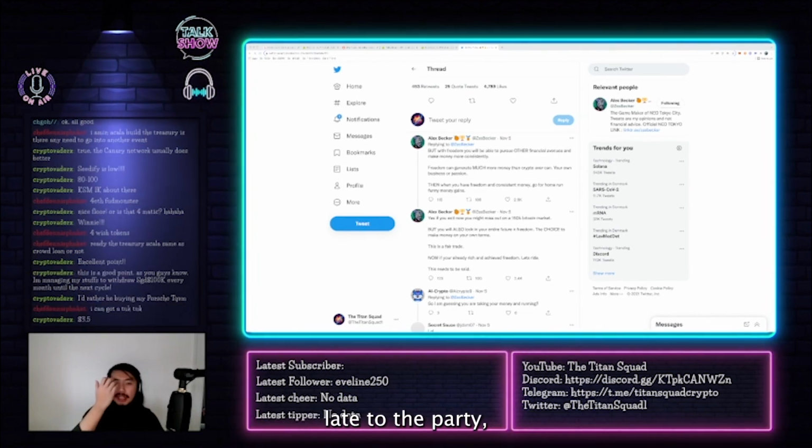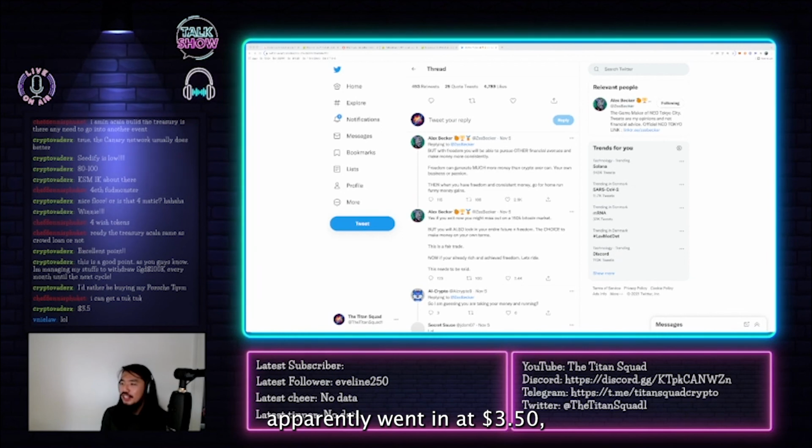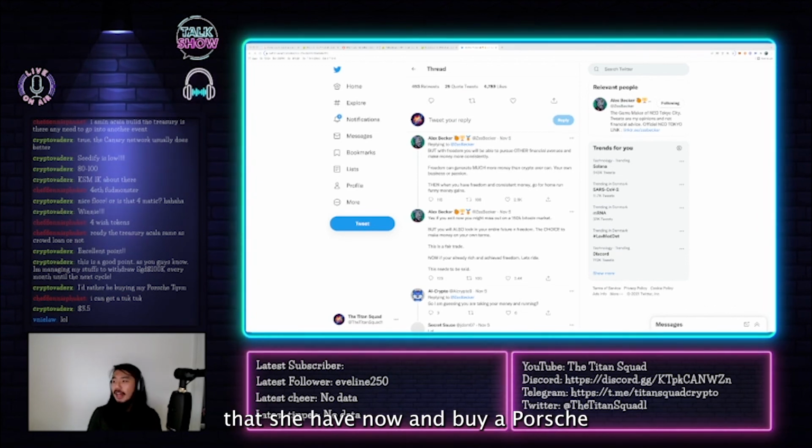Ultimately, we all got into our DOTs at different points. If you're a little bit late to the party, you might have got in at about $20 to $25, right? So we all got in at different prices, and like I said, this is definitely going to majorly affect our level of involvement with this crowd loan, because if you get in a little bit later, then you have a little bit less on the table to lose, right? So you might say, let's just go ahead with the crowd loan because my capital gains aren't as much. But if you're someone like Winnie, who I think apparently went in at $3.50, then she'll be panicking and she'll be tuning into my shows because she can't decide whether she wants to lock in the profits that she has now and buy a Porsche, or participate in the crowd loan.